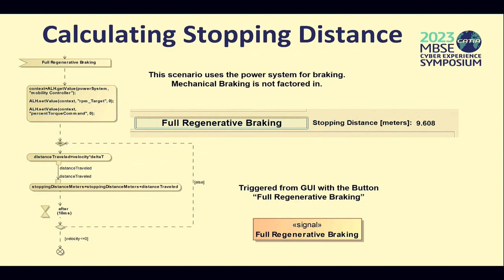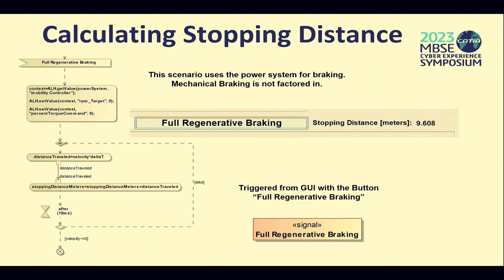This is how we calculated stopping distance. It was a matter of having an accept event action listening for that button, which is the full regenerative braking button. But really all that does is go to the next opaque action that sets the RPM target to 0 and the percent torque command to 0. And that was a matter of seeing if the power system could stop the vehicle without using any mechanical braking, and just see how long it would take or how far it would travel when we set those values to 0.